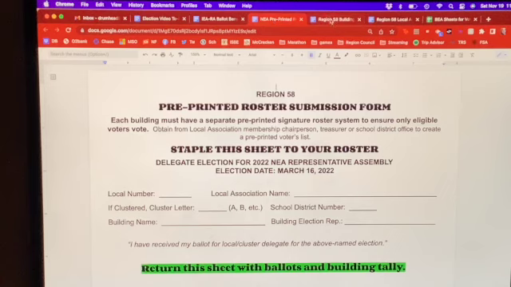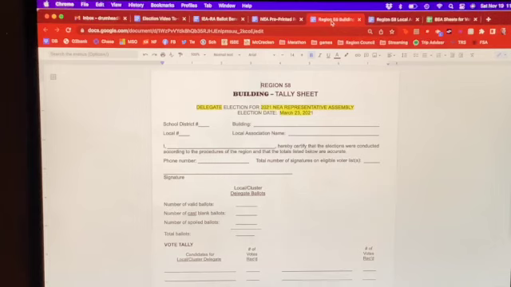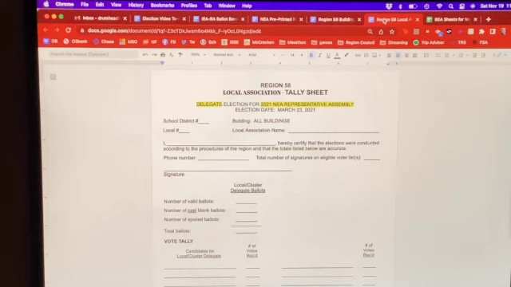The next form is the building tally sheet. For each building in your district, you will need one of these tally sheets. And finally, your local association tally sheet. You will need one of these for your entire local.